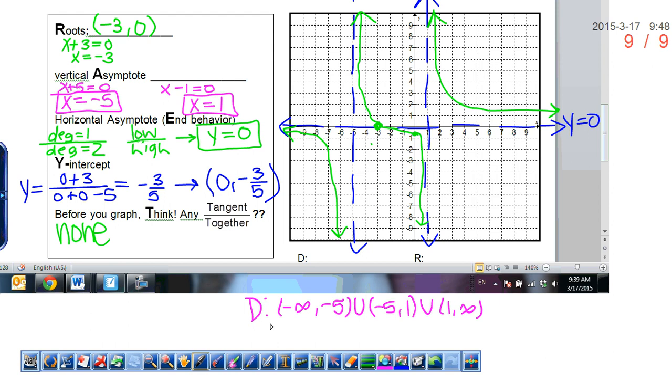What is your range, though? It's the whole graph. Why? See how the middle section goes in opposite directions? So that middle section covers every single y value. So we know that every single y value is covered. Even though there's a horizontal asymptote here, we actually had to cross it. So our range is all real numbers.